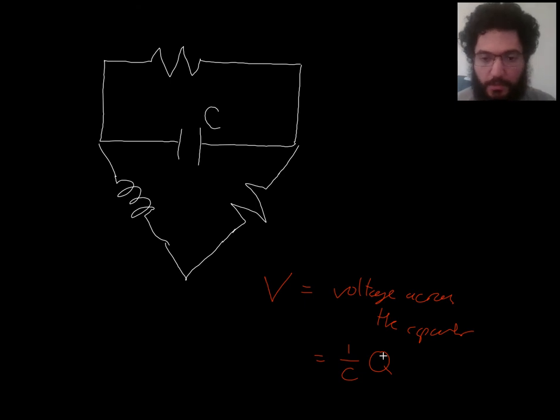Now, Q is also a signed quantity, right? Does positive Q indicate that there are positive charges on here and negative on here, or does positive Q indicate the other way around? So Q can also be positive or negative depending on the direction in which you're choosing to measure Q. So in what way does saying that V is 1 over C times Q pin down the direction of V?